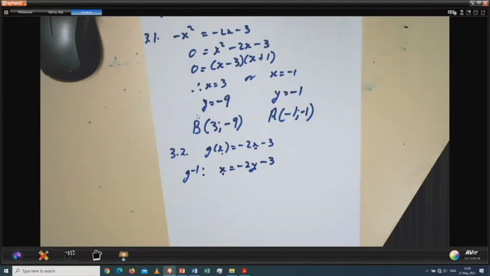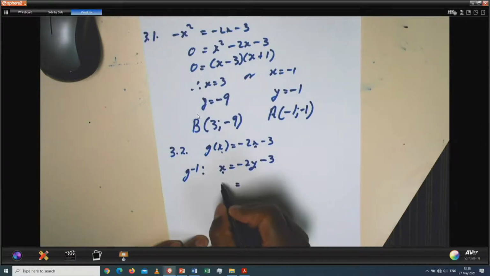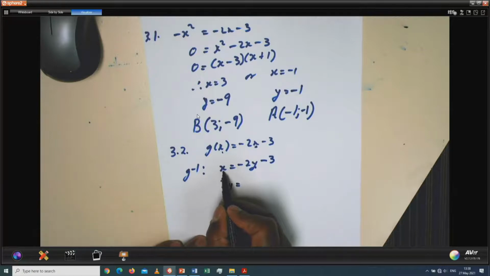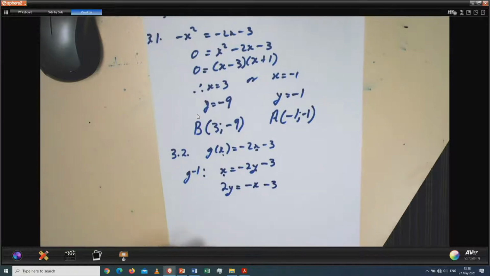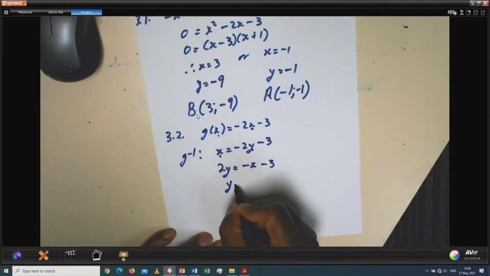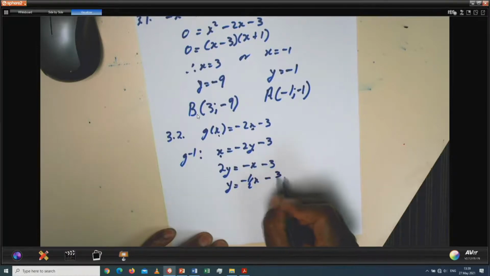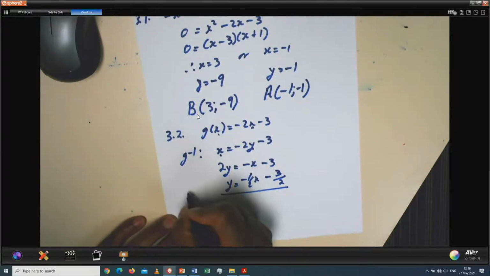From there, you make y the subject of the formula. It's minus 2y, I transpose to the left. Minus 2y, if you transpose to the left, becomes positive 2y. I've got x here. This x, I transpose to the right, it becomes negative x. Minus 3 is already on the right. Now I have to divide both sides by 2. Therefore, if you divide by 2, y will be equal to negative 1 over 2 x minus 3 over 2. This is the inverse of G.